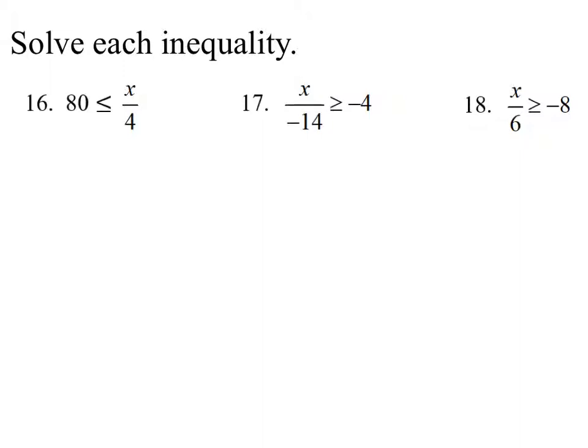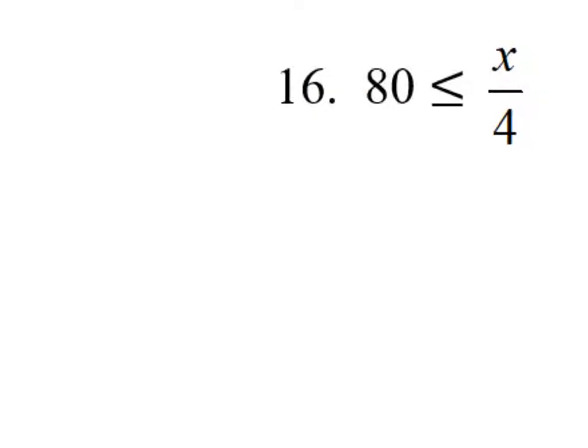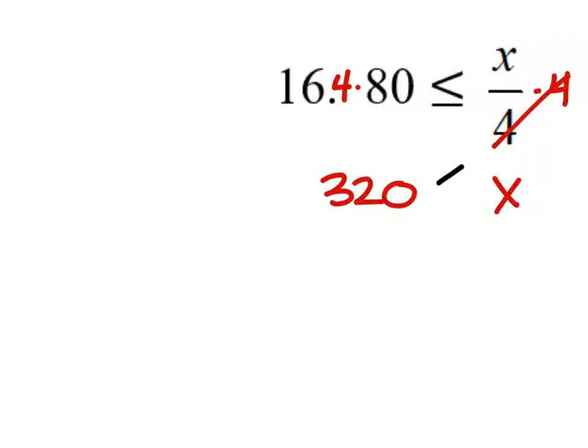All right, here we go. Let's get started on number 16 first. So again, the nice thing about this is we don't need to graph these, but we will solve them. So I'm going to multiply both sides of this equation by 4. So that 4 divided by 4 is 1. Those kind of cancel out, and we're left with x. And 4 times 80 is 320. Now we didn't multiply both sides by a negative, so it's going to keep that inequality the same. 320 is less than or equal to x.